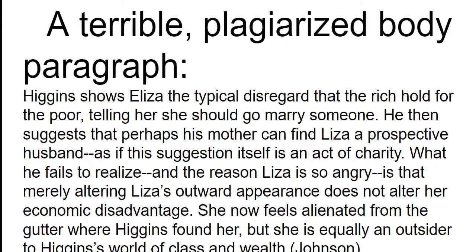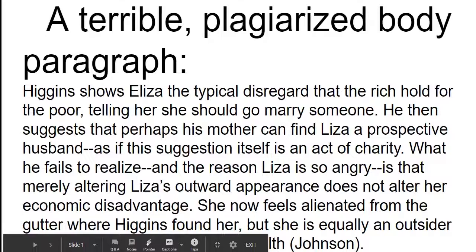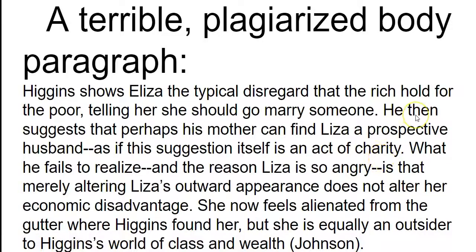Higgins shows Eliza the typical disregard that the rich hold for the poor, telling her that she should go marry someone. He then suggests that perhaps his mother can find Liza a prospective husband, as if this suggestion itself is an act of charity. What he fails to realize, and the reason Liza is so angry, is that merely altering Liza's outward appearance does not alter her economic disadvantage. She now feels alienated from the gutter where Higgins found her, but she is equally an outsider to Higgins's world of class and wealth. And then we end with citing Johnson.